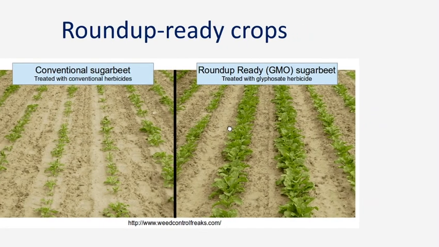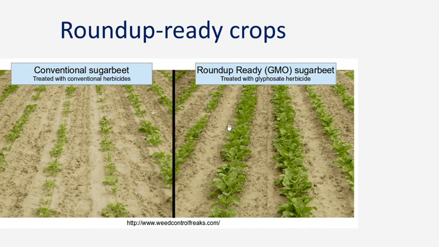But when we use the sugar beet that is genetically engineered, which is Roundup ready, which is resistant to Roundup chemical, when we apply this herbicide, the weeds get damaged and killed, but the sugar beet plants can withstand this chemical application, so you see the healthy sugar beet present in the field, and there is no weed also.